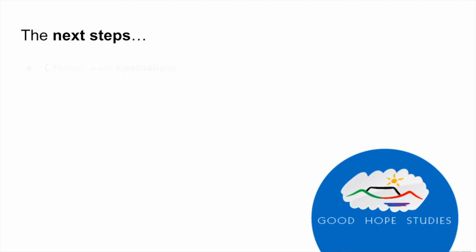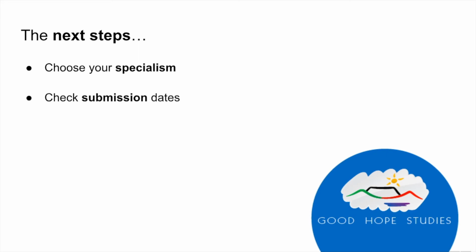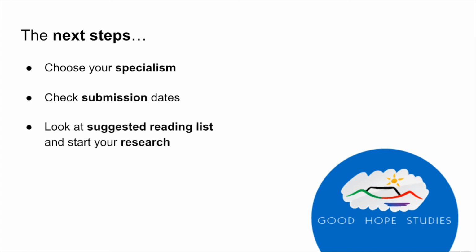So here are the next steps for you. You need to choose your specialism, check the submission dates, and make sure that you've discussed with your supervisor what specialism you're going to do. Also have a look at the suggested reading list and start your research. Write your part 1 and submit that part 1 to your supervisor, who will review it and give you some feedback.